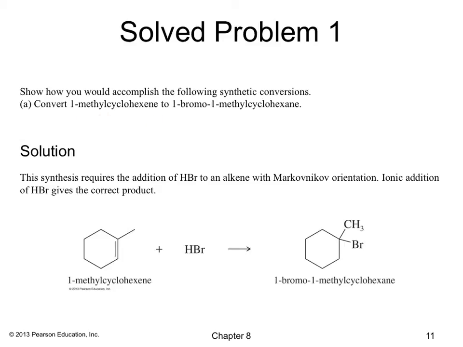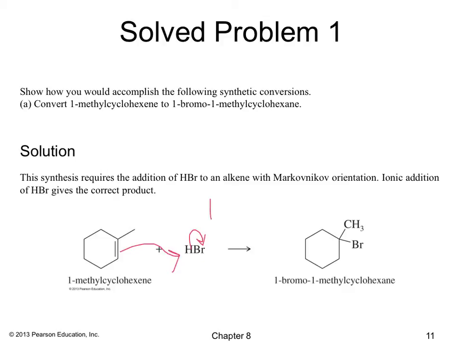Convert 1-methylcyclohexene to 1-bromomethylcyclohexane. So here's 1-methylcyclohexene and you're adding HBr. You're adding HBr in Markovnikov orientation, in which the H goes to the least substituted side. So here you go. I'm going to draw it out. You have your arrow, and then you have the electrons from that bond go to the bromine.